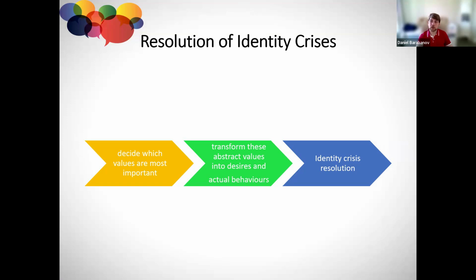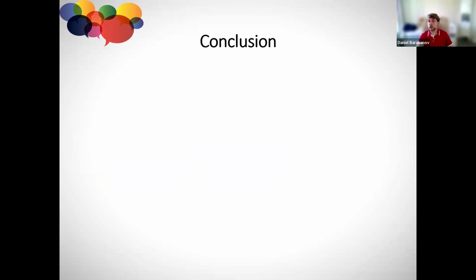The problem is that deciding which values are more important can sometimes be incredibly hard, because you might find two things equally important for you, and it's really hard to make a choice about which is actually more important and which is less important, because you perceive them as equals. So this is what actually creates a conflict. But once you have made a choice and you transform it into certain behavior, it eventually leads to resolution of identity crisis.